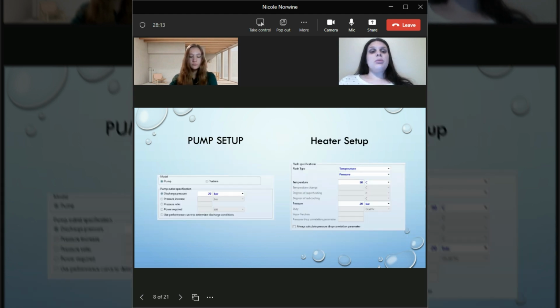Here you can see the pump setup and the heater setup. The pump we had increase the pressure from ambient pressure to 20 bar, so it can pump the seawater from the actual ocean to the process and through the process. The heater we had heating up from ambient temperature to 30 degrees Celsius, so it would work better. The reverse osmosis would work better in the membrane filters.